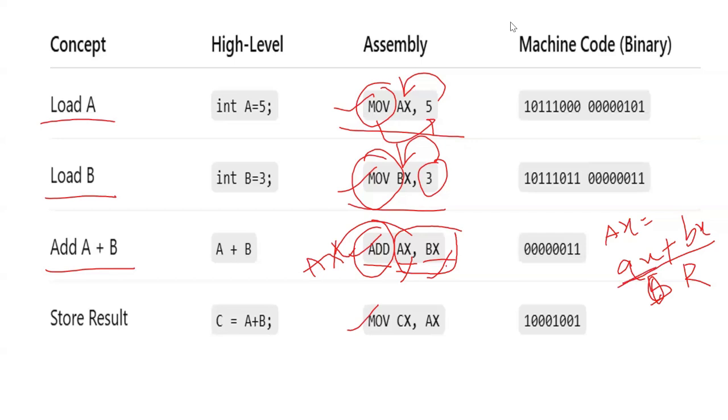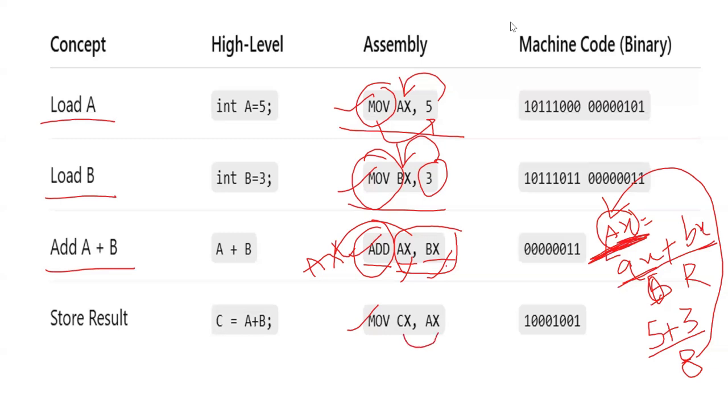What is the data in AX? 5, plus the data in BX, which is 3. It performs the operation, which is 8, and then this 8 is moved into whatever is there on the left side, which is AX. So now the result is in AX. What we're doing is moving the result from the register AX to register CX. That's what we have done. So I'm storing the result in C.